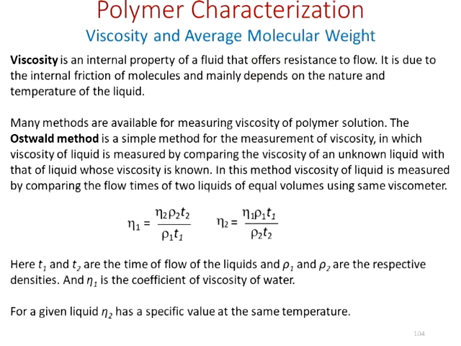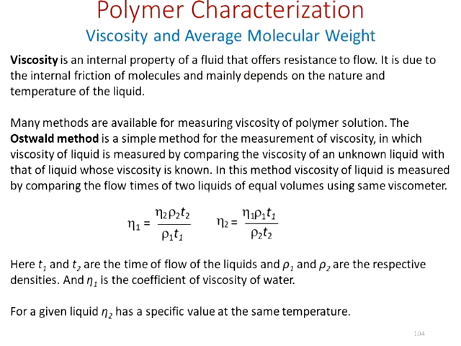So that's viscosity. It deals with that resistance to flow. Now, many methods are available for measuring viscosity of a polymer. The Ostwald method is a simple method for the measure of viscosity, in which the viscosity of the liquid is measured by comparing the viscosity of an unknown liquid with that of a liquid with a known viscosity. So you're basically comparing yours against a standard. There are some standards that have been established, and the viscosity of those standards is known, and you're judging against that. Is it the same? Is it faster? Is it slower? That's a general way of thinking about it, relative to the standard.